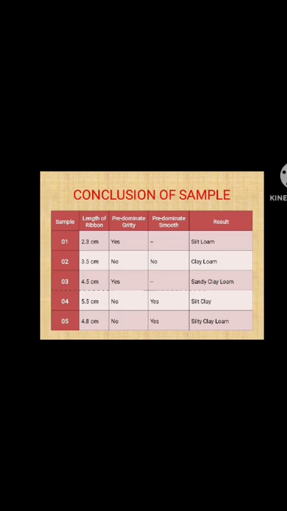Sample 1 belongs to silt loam as it is predominant with gritty texture. Sample 2 belongs to clay loam as it is not predominant with either gritty or smooth texture. Sample 3 belongs to sandy clay loam as it is predominant with gritty texture. Sample 4 belongs to silty clay as it is not predominant in gritty nature but predominant in smooth texture. Sample 5 belongs to silty clay loam as it is not predominant in gritty nature but predominant in smooth texture.